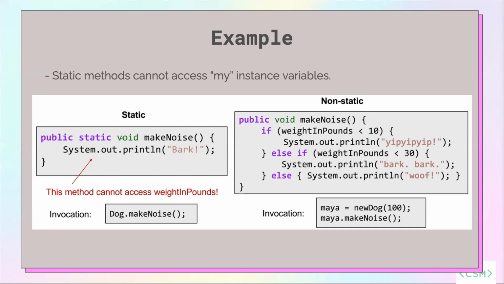One important thing to realize here is that only instances of dog will have the attribute weight in pounds, which means that static methods cannot access a class's instance variables or methods. That's why the static method makeNoise can't access weight in pounds. The reason for this is that the dog class itself does not have a weight. Only specific instances of the dog have a weight, which happens when we instantiate them with our constructor.